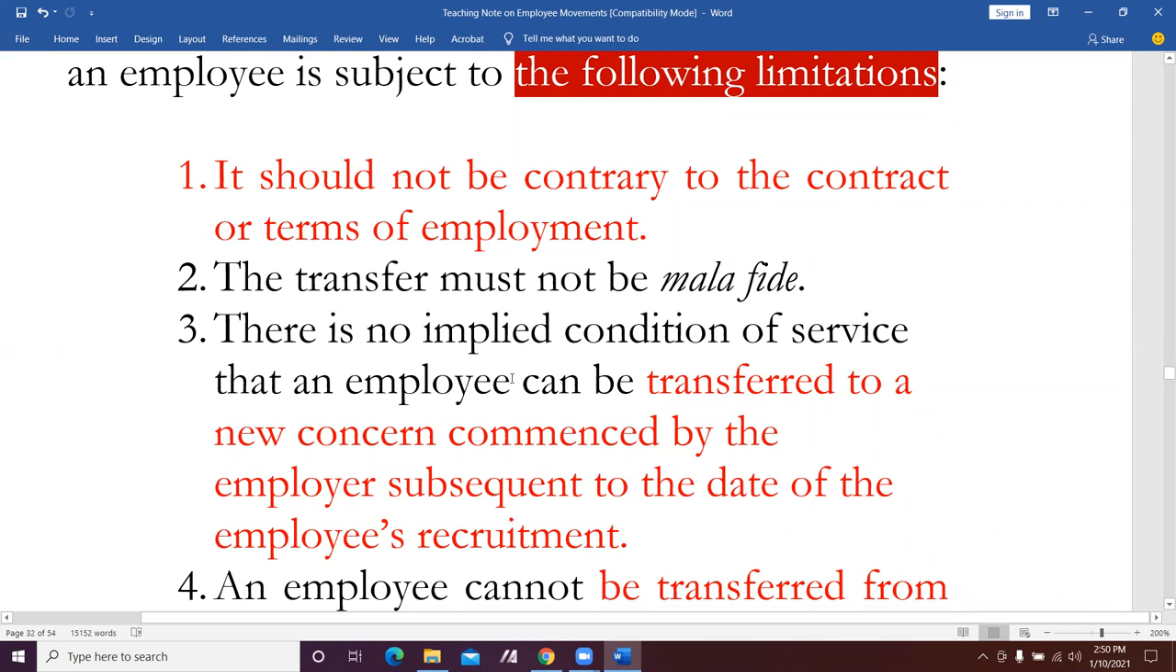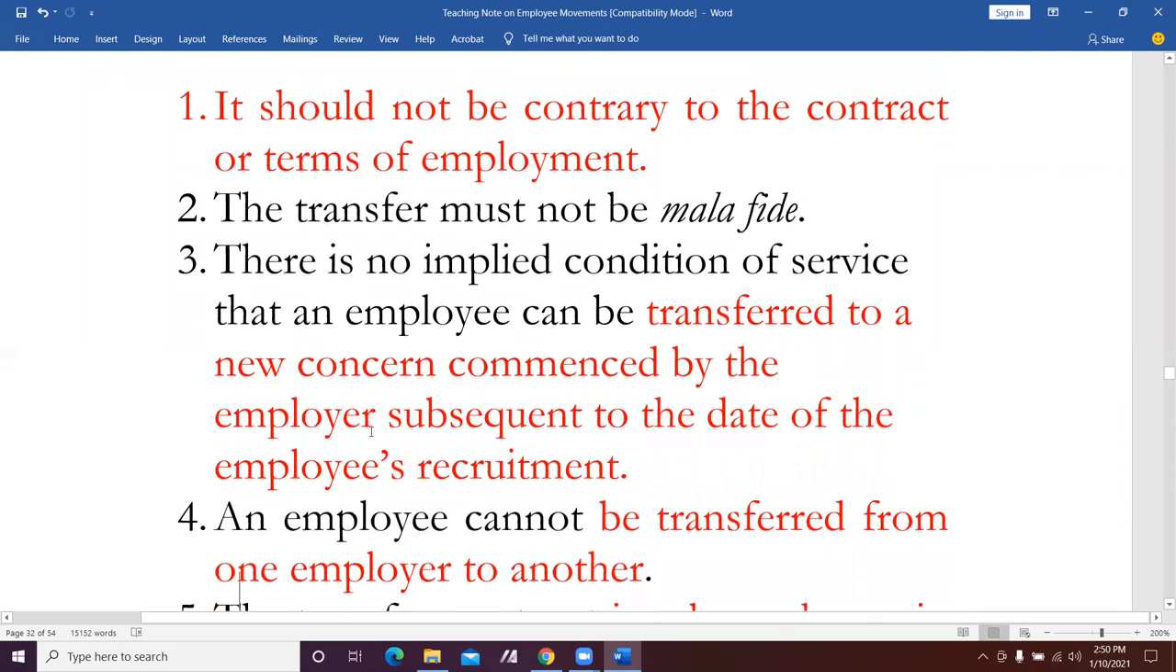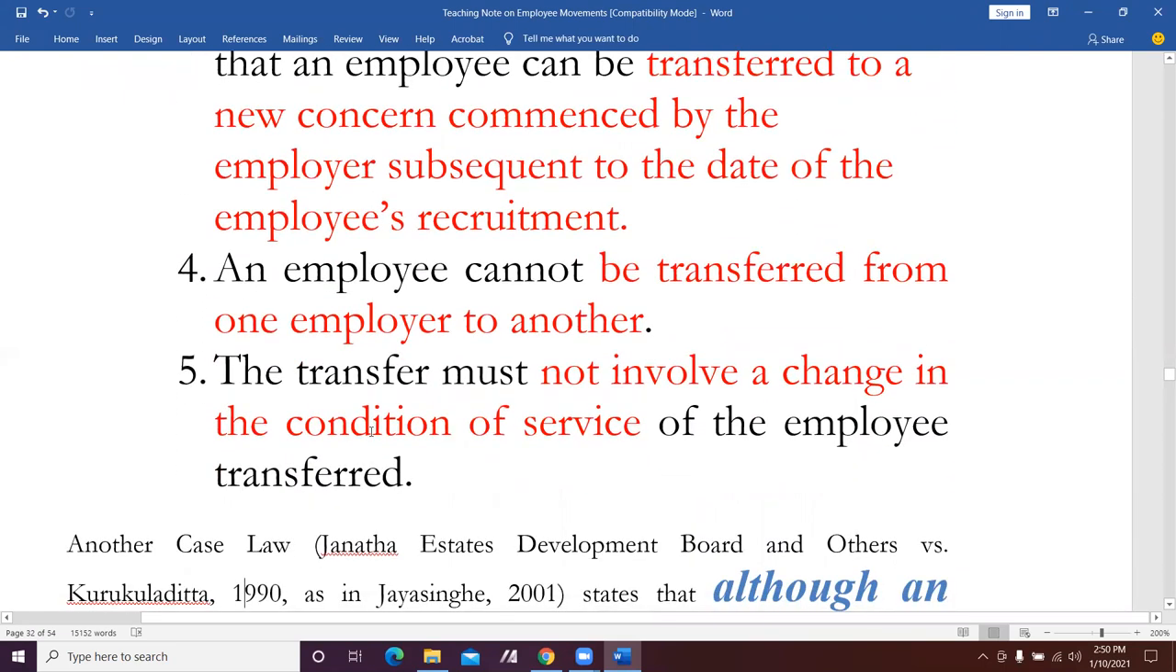Assume you were hired by the organization 3 years ago. In the last year, a new company was purchased by our company. Then is it possible for the management to transfer you from the current place to this new subsidiary or new company? There's no implied condition for that transferring. If there is a special mention in the letter of appointment, it is usually possible. An employee cannot be transferred from one employer to another.